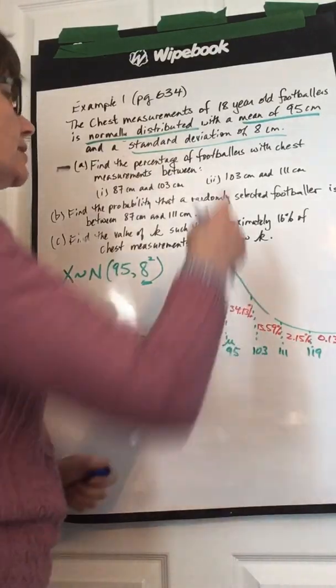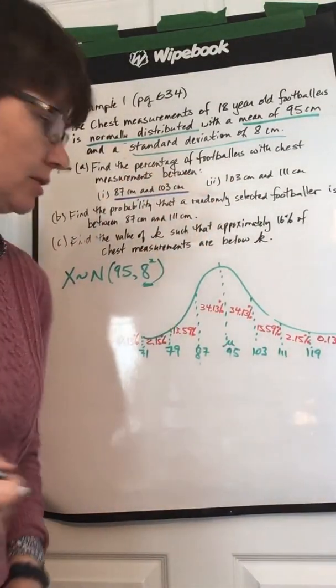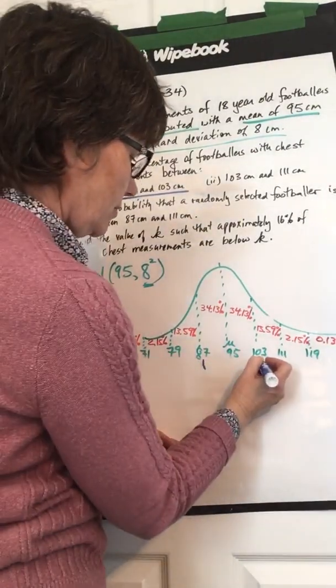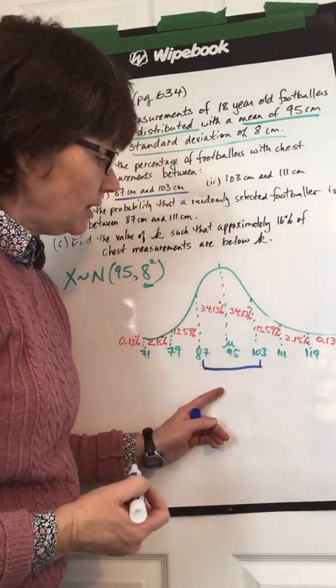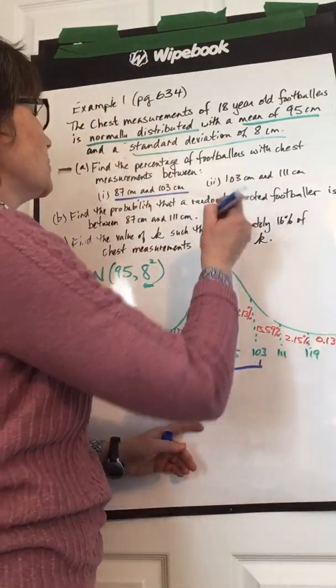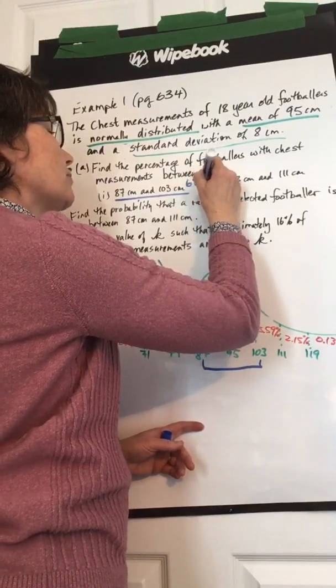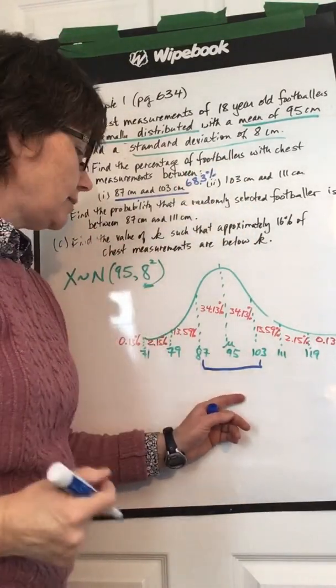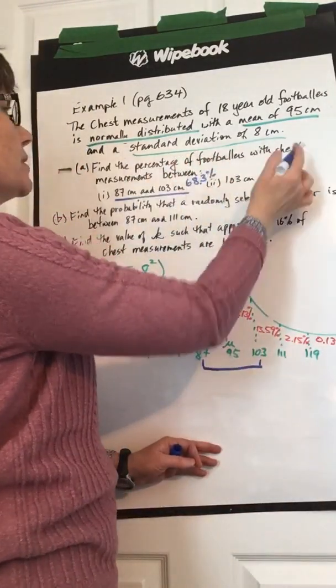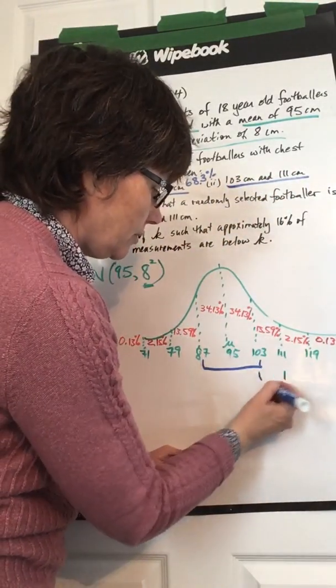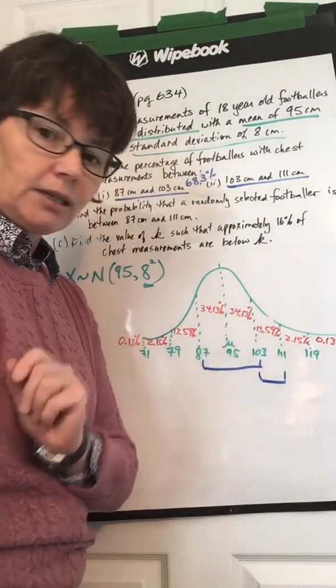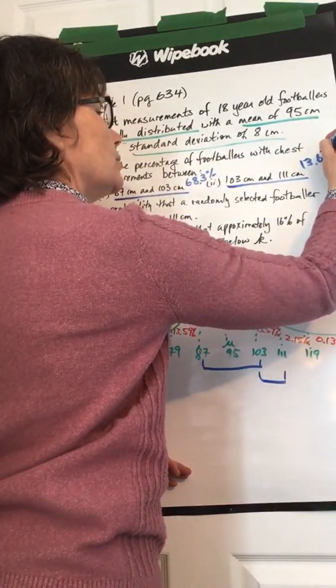First question. Find the percentage of footballers with chest measurements between 87 and 103. Well here's 87, here's 103. So that's these two areas, 34.13 plus 34.13. Add that together, that's going to give us 68.3% rounded to 3 significant digits. We just added it back in the other place. All right, next part. Find the percentage of footballers with chest measurements between 103 and 111. So look between 103 and 111. What percentage is supposed to be there? 13.59%. So that answer, 13.6%.